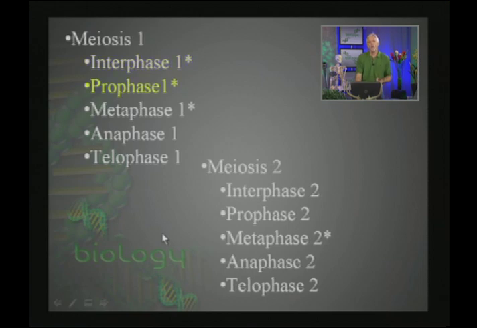Then prophase 1 is an important phase because this is where crossing over occurs, and we'll talk about that in a minute. That proceeds to metaphase 1. Metaphase 1 also has an asterisk because this is where something called independent assortment occurs.